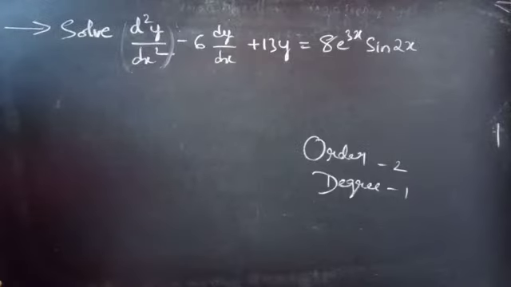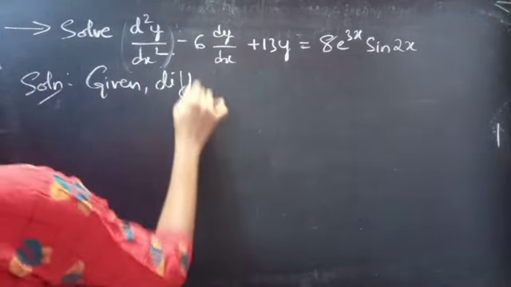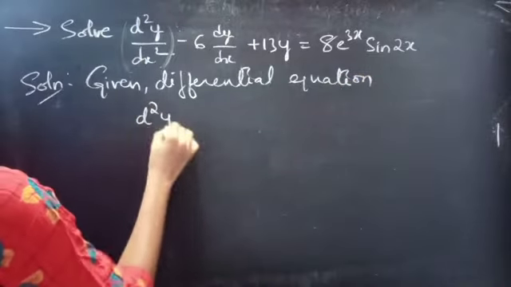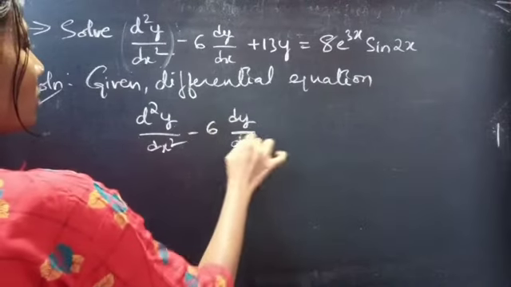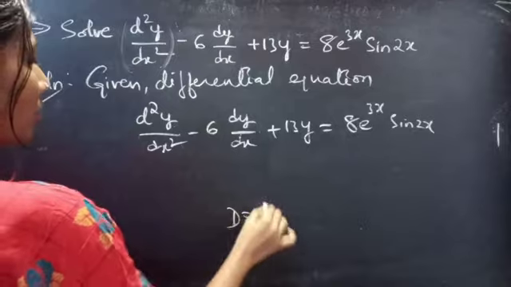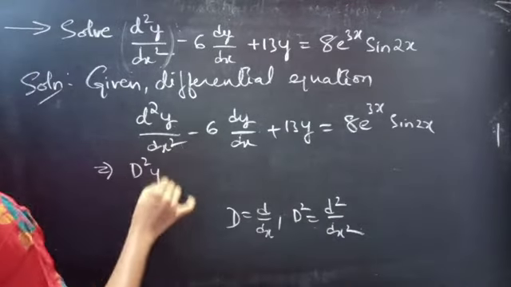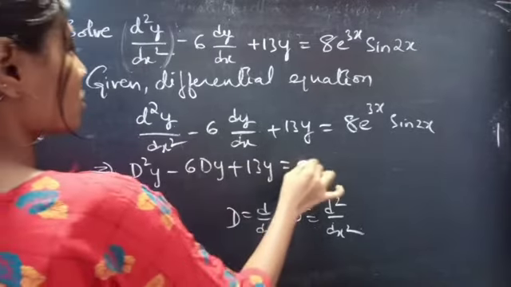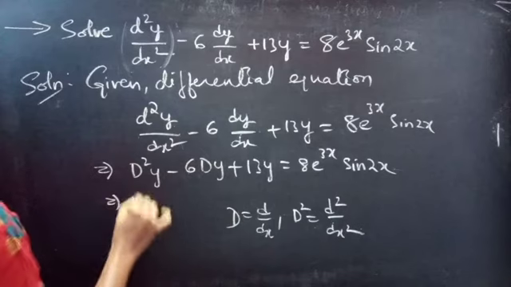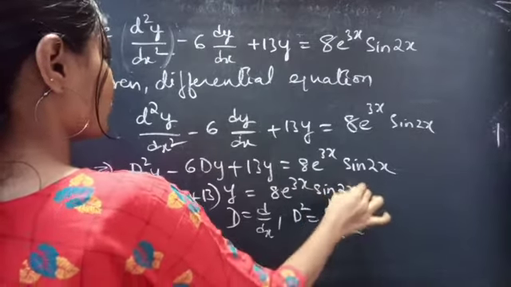Now, let's write the given equation in operator form. Given differential equation, d square y by dx square minus 6 into dy by dx plus 13y equals 8 e power 3x sine 2x. We know that D is a differential operator, then D square will be d square by dx square. Now we can write this equation as D square y minus 6Dy plus 13y equals 8 e power 3x sine 2x. Now take y common from all three terms of the LHS. We'll get (D square minus 6D plus 13) into y equals 8 e power 3x into sine 2x, which is an operator form.